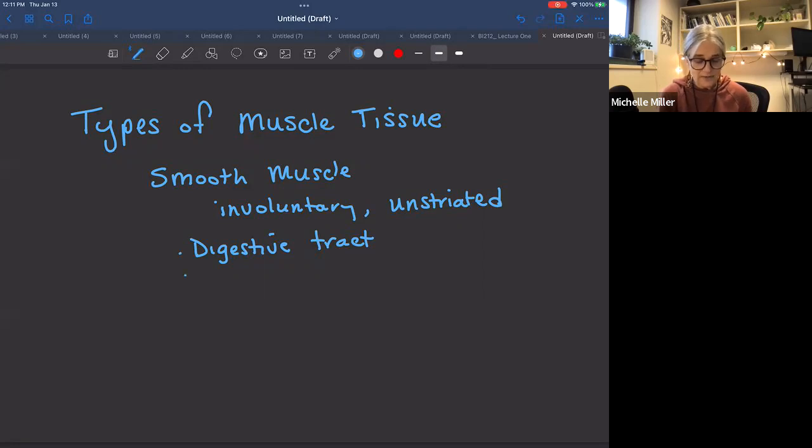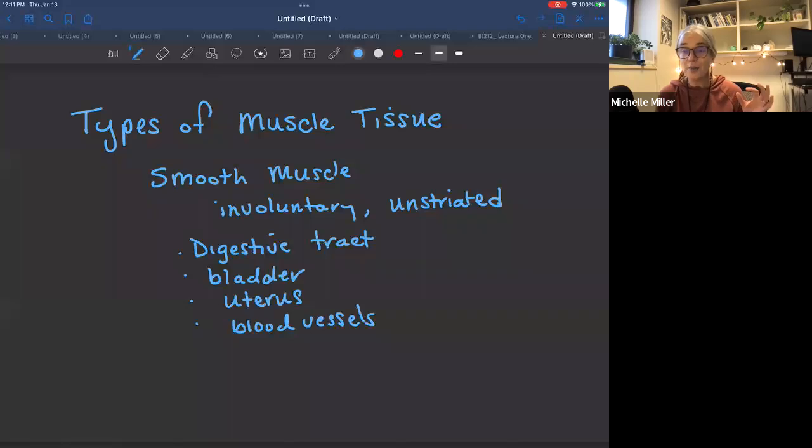It is also found in the bladder. It is also found in the uterus and also in our blood vessels. So the blood vessels are capable of constricting or dilating, and this helps to move the blood through the body. So that would be smooth muscle.